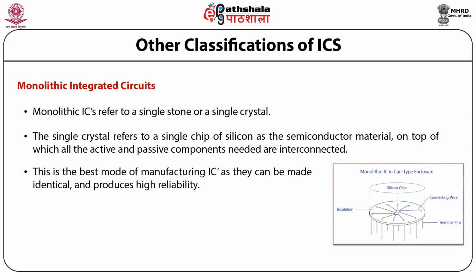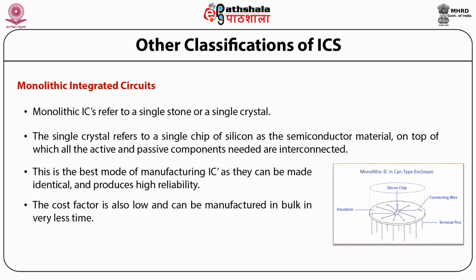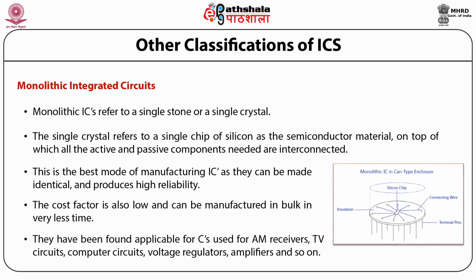This is the best mode of manufacturing ICs as they can be made identical and produce high reliability. The cost factor is also low and they can be manufactured in bulk in very little time. They have been found applicable for ICs used in AM receivers, TV circuits, computer circuits, voltage regulators, amplifiers, and so on. A schematic of the monolithic IC in can type enclosure is shown over here.